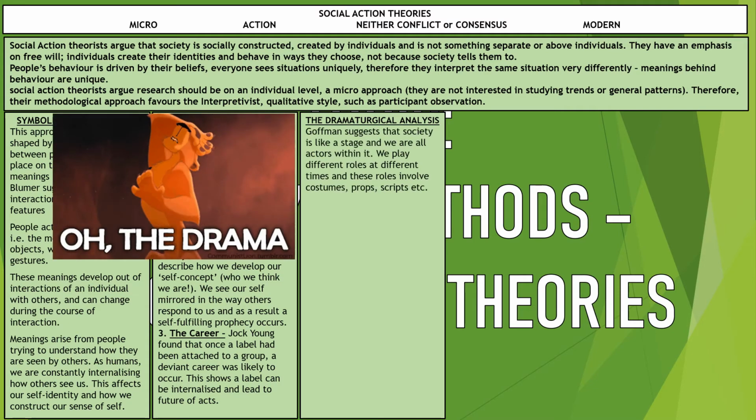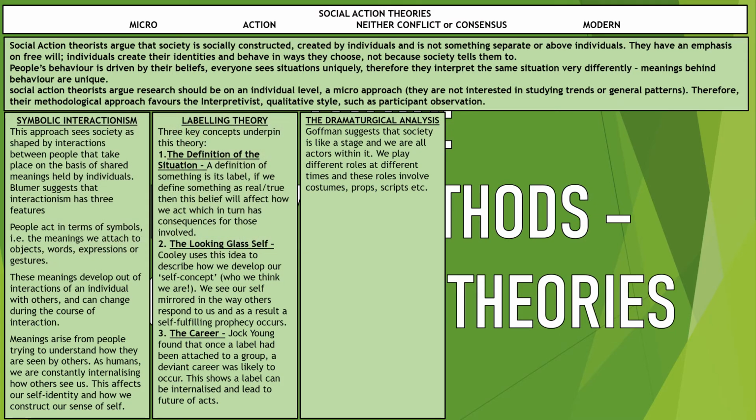Dramaturgical analysis is very similar to some of these ideas. It's part of symbolic interactionism, and it comes from Goffman, who looks at how life is like a performance, how we perform a role during our interactions with other people. And he talks about ideas like costumes, props, scripts, roles. So this is why it's a dramaturgical analogy.